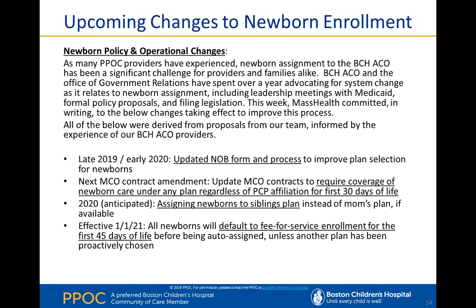And then ultimately, our best case scenario, which is almost more than a year away, is that newborns, instead of being defaulted or auto-assigned into a plan, are going to go to fee-for-service for some period of time. That period of time has not been finalized. We're pushing for 45 days. And fee-for-service will mean there's no more of this question about them being in the wrong plan and having to move plans. They're going to be in fee-for-service until they take action to select the plan. And if at the end of that 45 days the family has not selected a plan for the child, then they will go into the auto-assignment process, where they would get switched to a sibling's plan or a mom's plan or whatever the case may be.